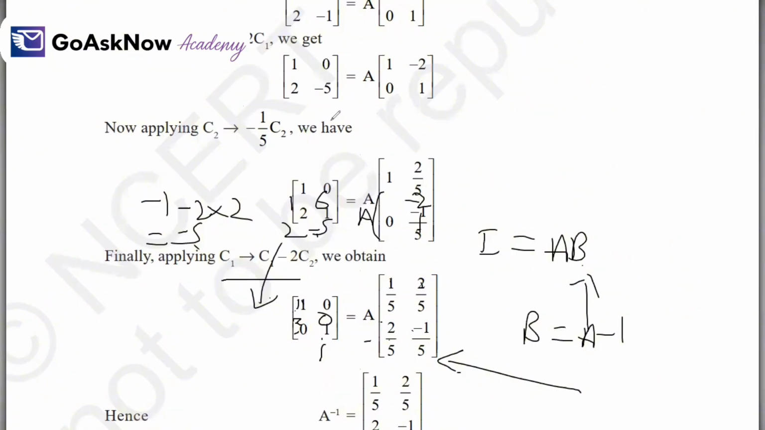I hope that you got whatever I told you today. Till now we have seen what is the transpose of a matrix, and what is a symmetric matrix and skew symmetric matrix. Then we have seen what is an invertible matrix, and some properties of invertible matrices. How to do the elementary row operations and elementary column operations for finding out the inverse of a matrix. So all these we have covered today, and I hope that you liked today's session.